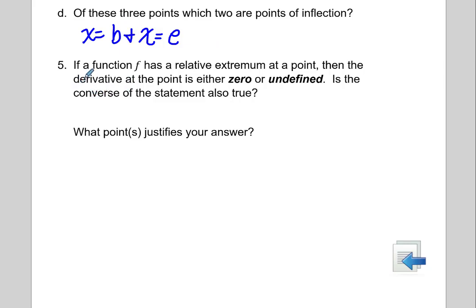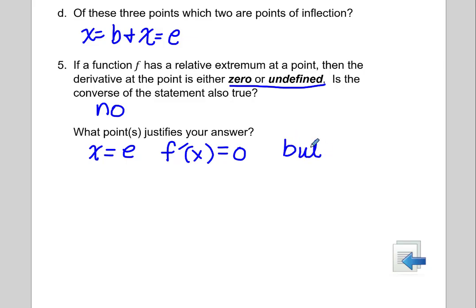And then number 5, if a function f has a relative extreme at a point, then the derivative at the point is either 0 or undefined. Is the converse also true? Well, let's see. I would say no, the converse is not true. At what points justifies your answer? I'm thinking about looking at point E. The derivative is 0, but point E is not an extreme.